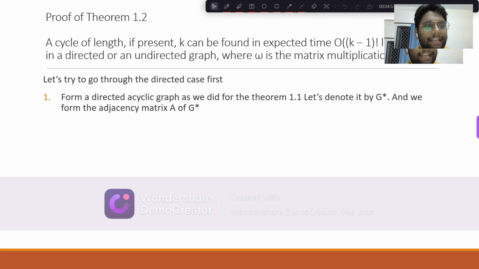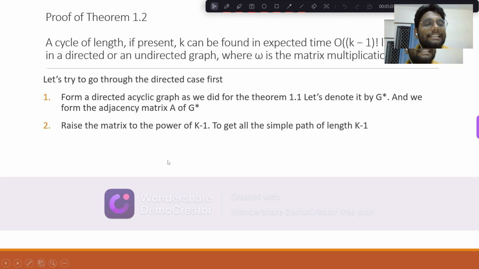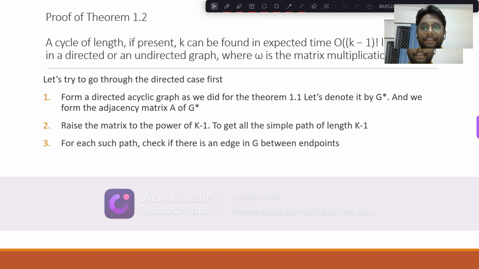And after that, we'll form an adjacency matrix for the new graph G star, which we have made, and let's denote that adjacency matrix with A. After that, we'll raise the power of the adjacency matrix to k minus 1. And so what will it give? It will give us all the possible simple paths in the G star graph which have a length of k minus 1, because that's the property of the adjacency matrix.